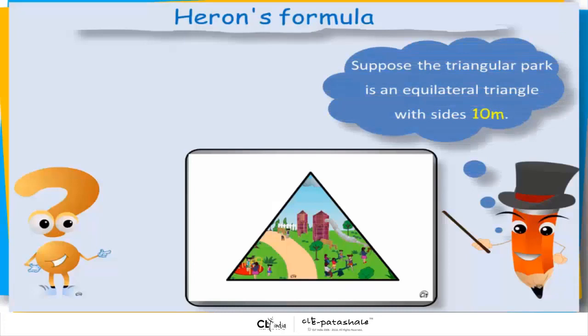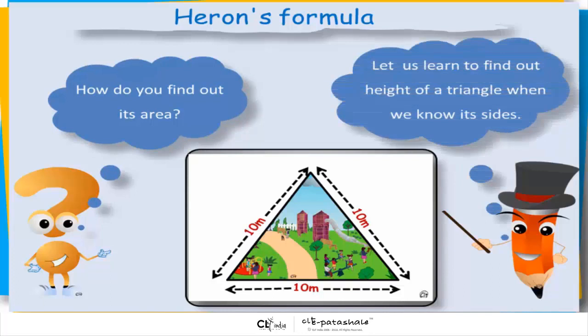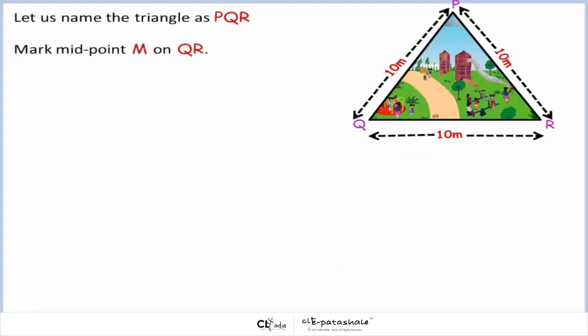Suppose the triangular arc is an equilateral triangle with sides equal to 10 meters. How do you find out its area? Let us learn to find out height of a triangle when we know its sides. Let us name the triangle as PQR. Mark the midpoint M on QR. Join P to M.